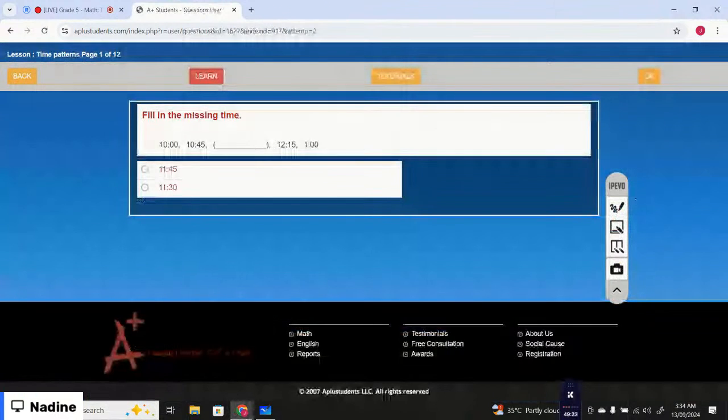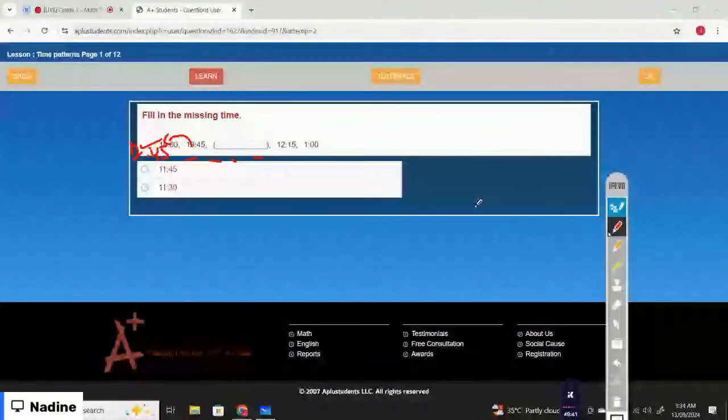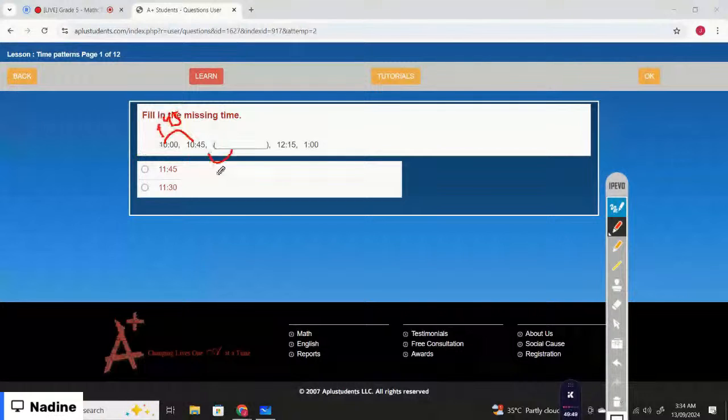Fill in the missing time. So here you have 10, 10:45, the missing number, 12:40, 12:15, and 1. So that means every time the time is increasing by 45 minutes, right? 10 plus 45 minutes is 10:45. So for the next one, you need to add 45 minutes. If you add 15 minutes, it's 11, and if you add 30 more minutes, that's 11:30. The correct option is 11:30. Option number 2 is the correct option.